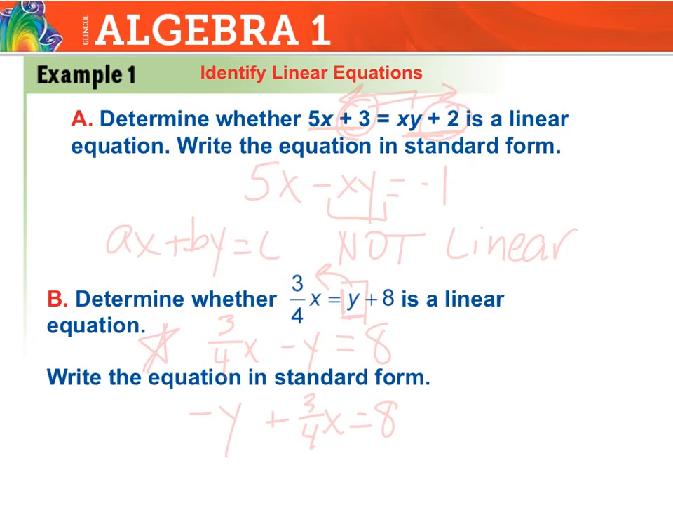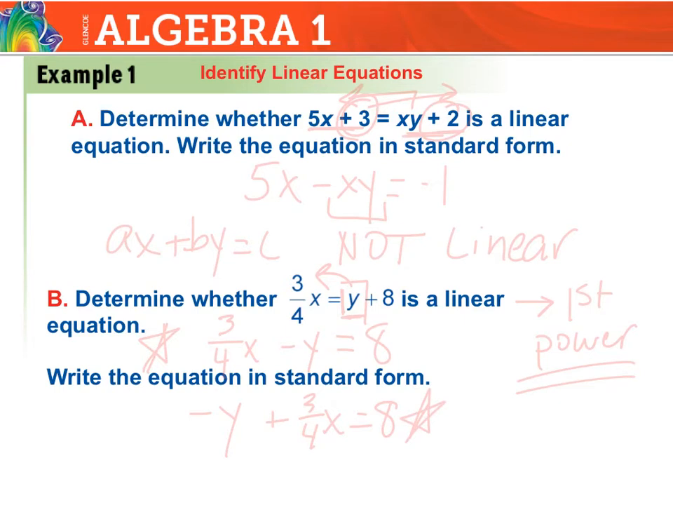So yeah, the equation is in standard form, and it is a linear equation, right? For us, linear means a couple things. Linear means on a graph, a straight line. Linear also means to the first power. And yes, all of our variables are to the first power here.